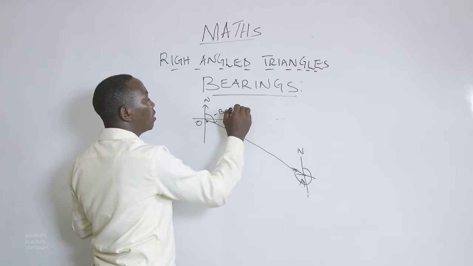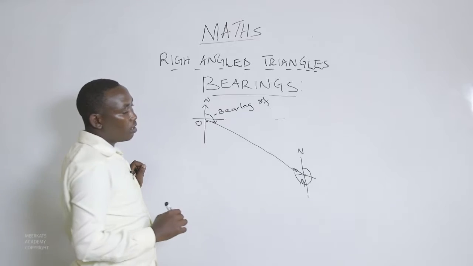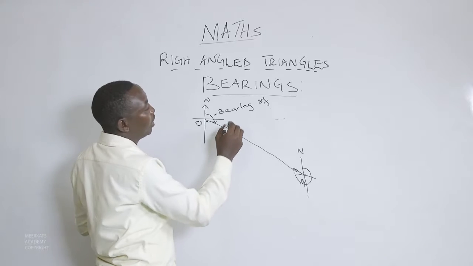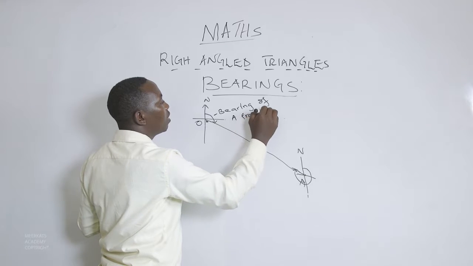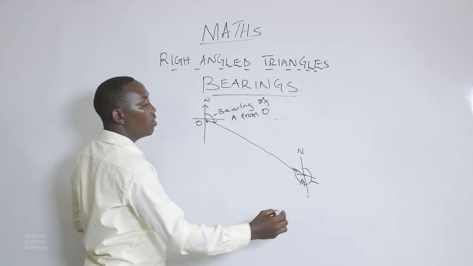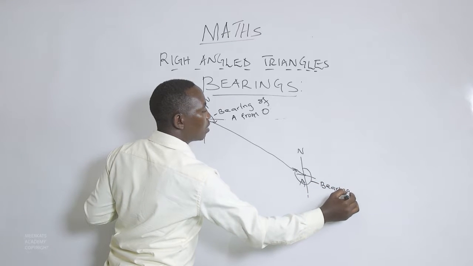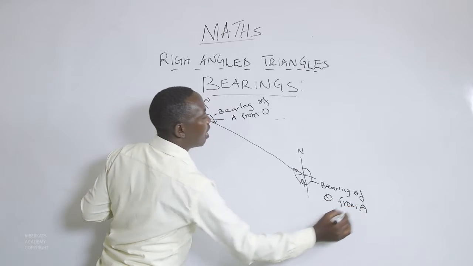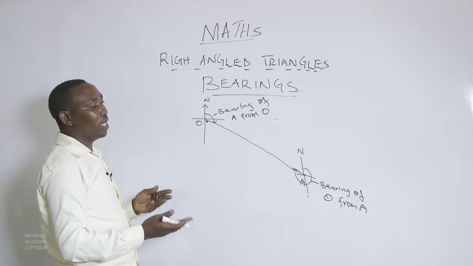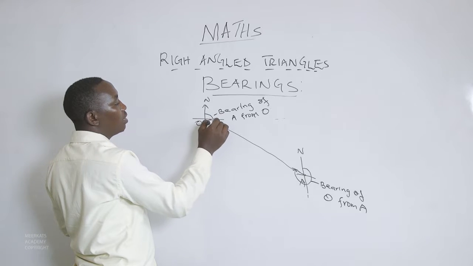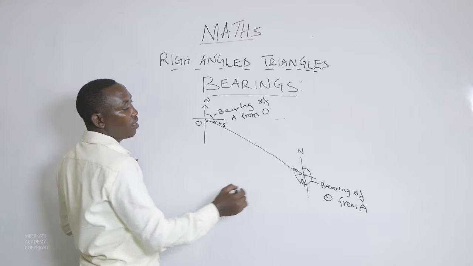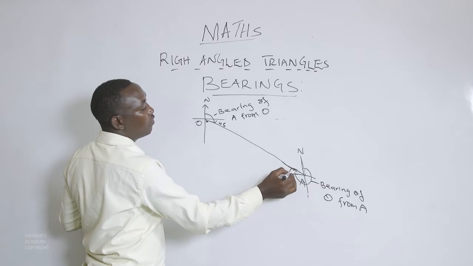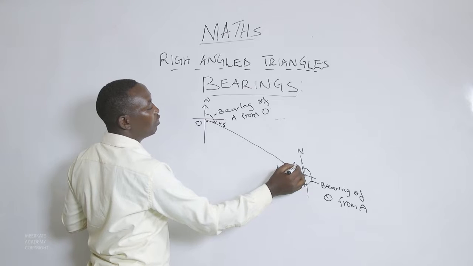So this is the bearing of point A from O, while the whole of this angle here will be the bearing of O from point A. And this will always tell you that if, for example, this angle was 45 degrees, that means that because this line and this line are parallel, this will be a transversal, and therefore the alternate angles will be 45 degrees. That means this will be 45 degrees.